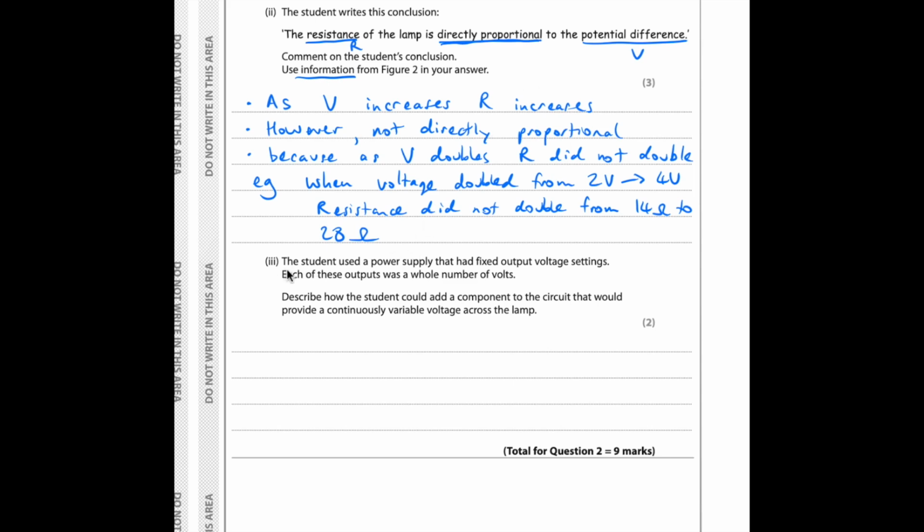Part 3. The student used a power supply that had fixed output voltage settings. Each of these outputs was a whole number of volts. Describe how the student could add a component to the circuit that would provide a continuously variable voltage across the lamp. Right, you need to add a variable resistor and it needs to be in series with the lamp.